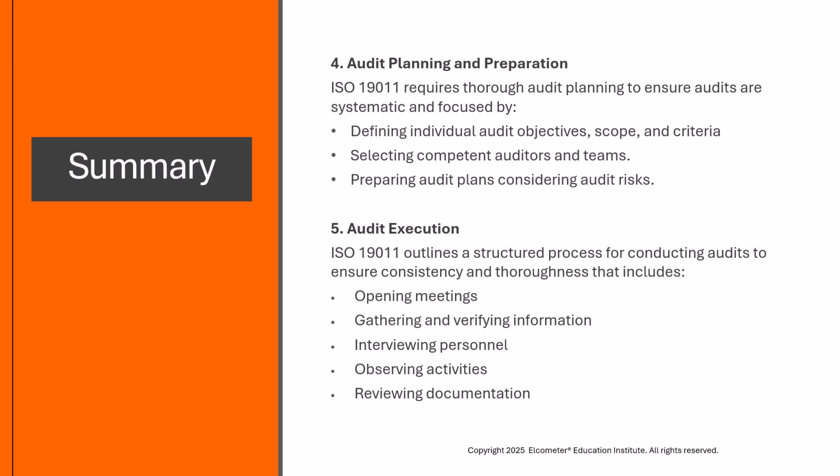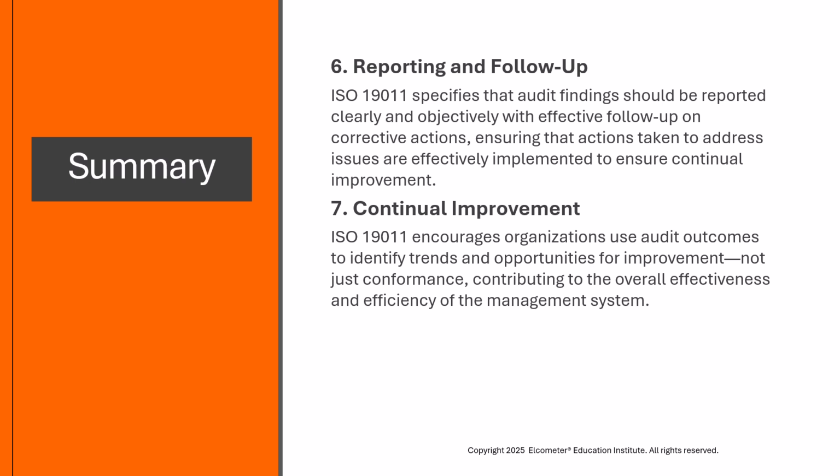Number 5, the execution of the audit process. 19,011 outlines a structured process for conducting audits to ensure consistency and thoroughness that includes opening meetings, gathering and verifying information, interviewing personnel, observing activities, and reviewing documentation. Reporting and follow-up. 19,011 specifies that audit findings should be reported clearly and objectively with effective follow-up on corrective actions, ensuring that actions taken to address issues are effectively implemented to ensure continual improvement.